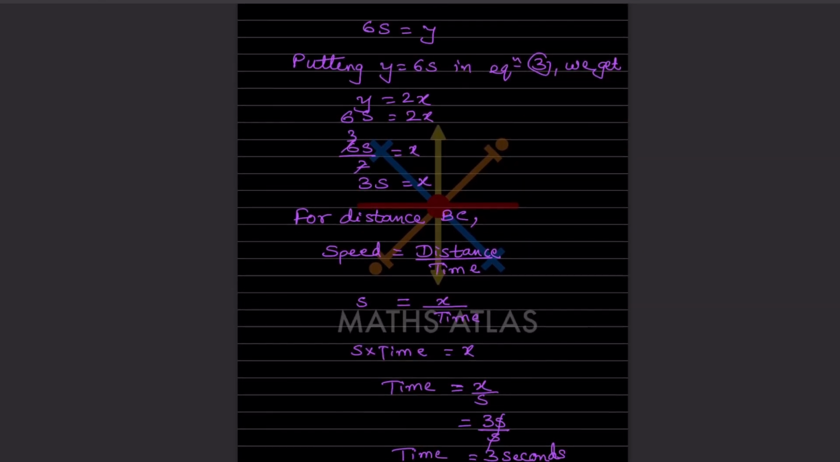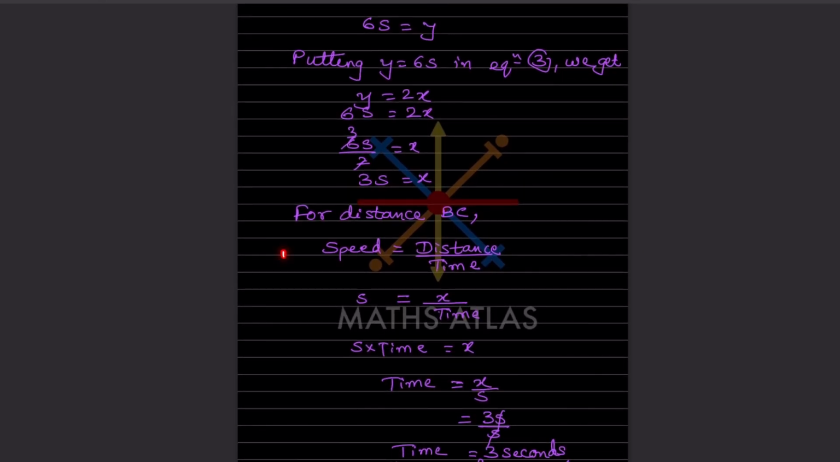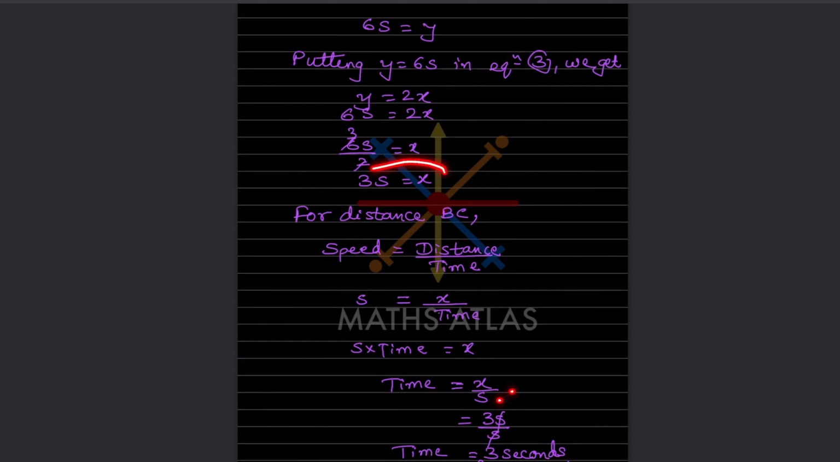Again, the formula we are going to use is the same: speed is equal to distance divided by time. Speed is s, the distance is x, and time. So we can write s into time is x, so time will be x divided by s. We know x; we got it here as 3s. 3s divided by s, so this and this get cut. So time is going to be 3 seconds.